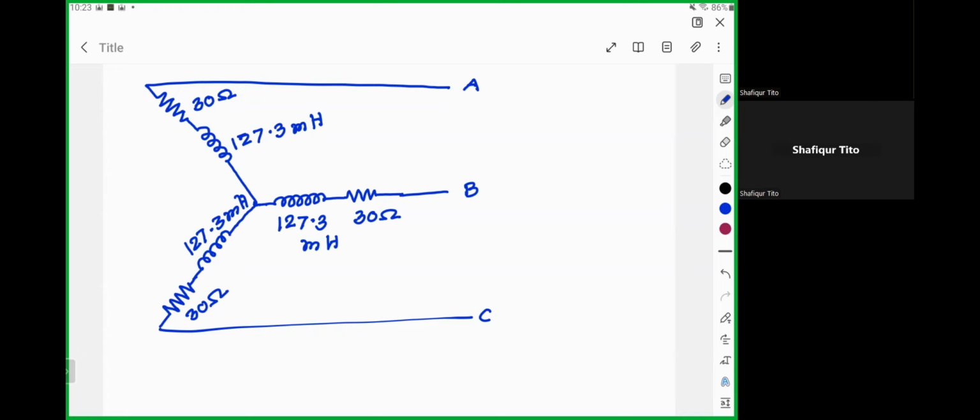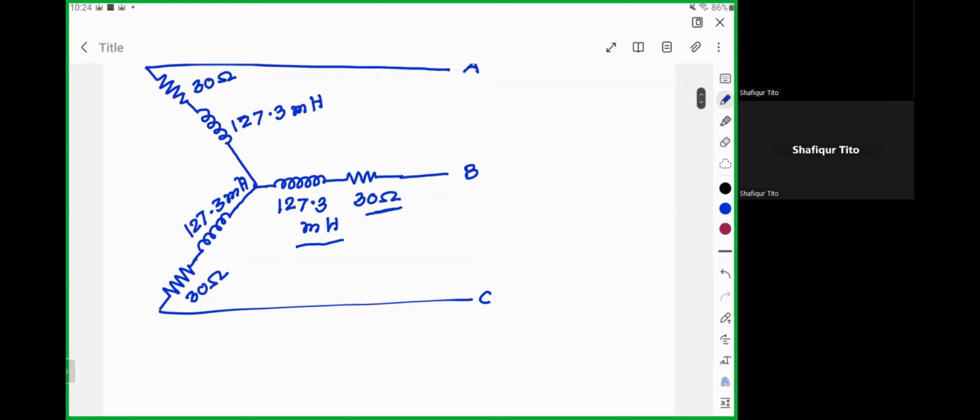So here, frequency, we need to know the frequency. Why? Can anybody tell why we need the frequency? Yes, so inductive reactance. So here you see this resistance is given in ohm, the unit is ohm, and this inductance is millihenry. So we cannot do anything if it is millihenry. So that has to be converted in ohm.